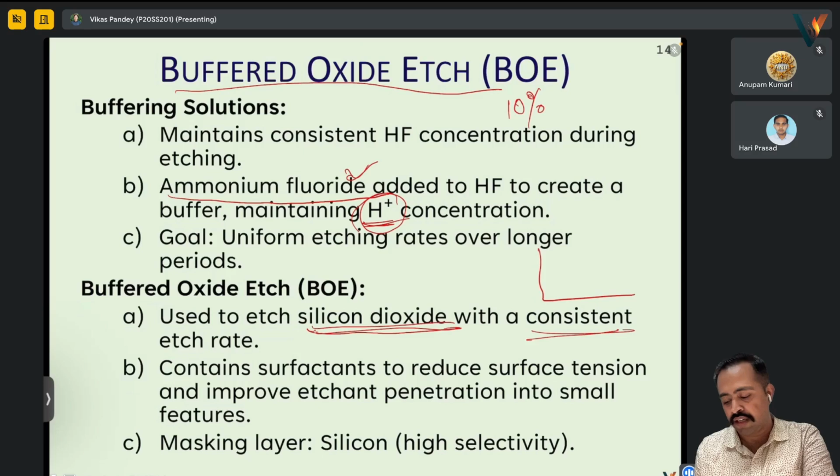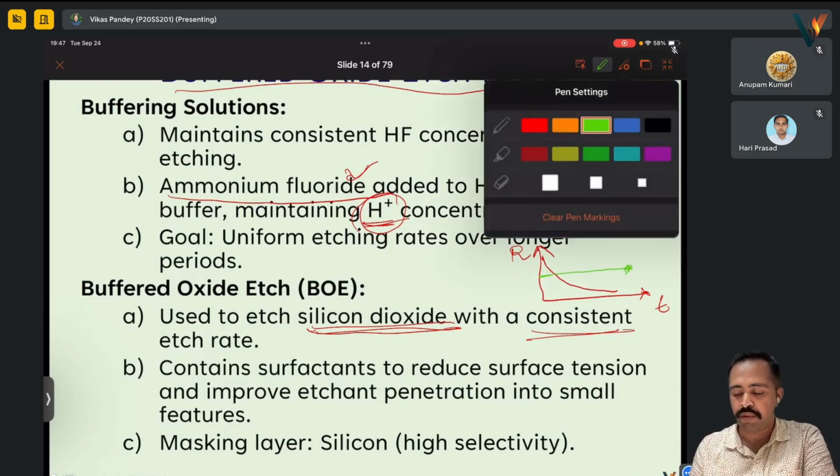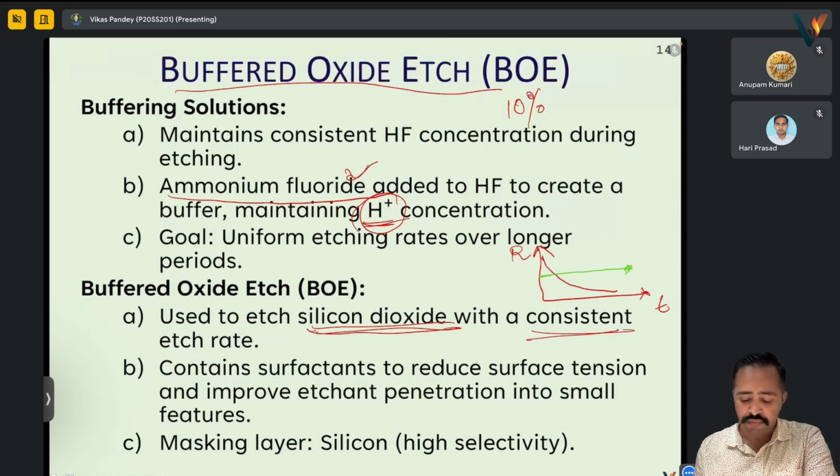With dilute HF, if this is the etch rate over time, it was fast and slowly decreasing. In this case, we are supposed to maintain a consistent rate throughout our time of etching. Some surfactants are also added to reduce surface tension and improve the penetration of the etchant into small features. Again, this is an advantageous feature.